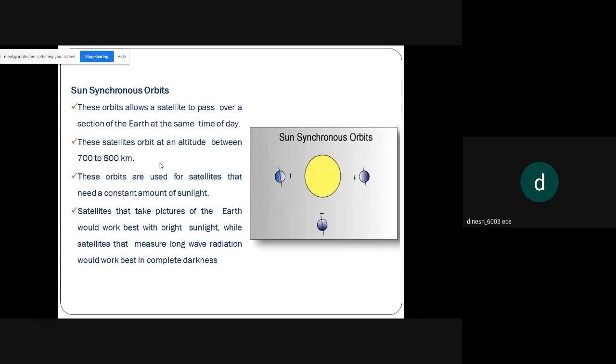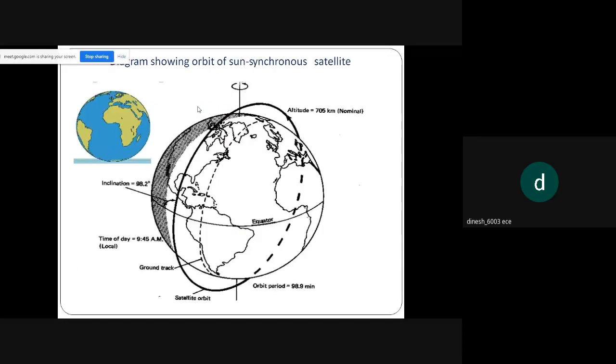Sun synchronous orbits allow a satellite to pass over a section of the Earth at the same time of day. You can see an example of sun synchronous daytime. These satellites orbit at an altitude of between 700 to 800 kilometers from the surface of the Earth. These orbits are used for satellites that need a constant amount of sunlight. So sunlight is required for this. The satellites take pictures of the Earth that are best during bright sunlight. So this we call sun synchronous. You can see the example.